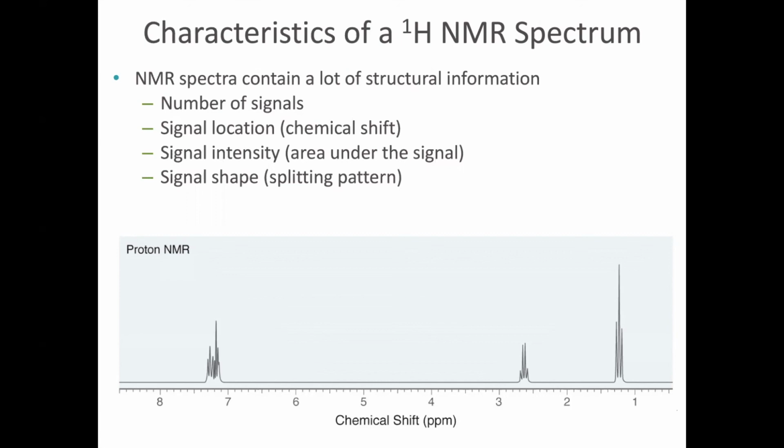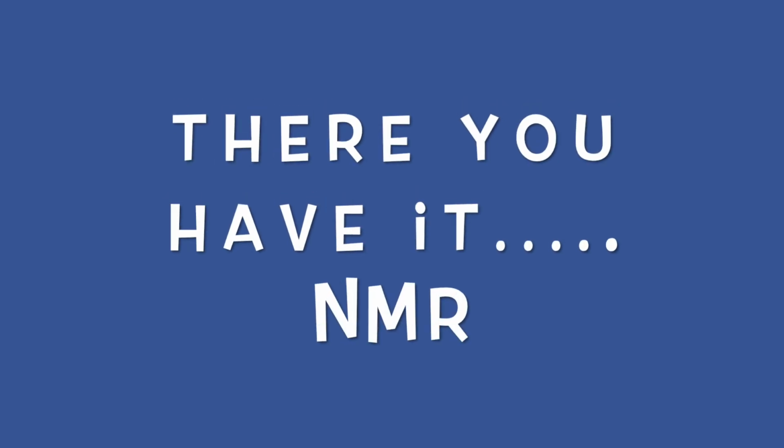And the final is the signal shape. The signal near 1 has a 3-peak signal, and the signal between 2 and 3 has a 4-peak signal. And so that also tells us much about the way the molecule is put together and the framework of this molecule. There will be a separate video about each of these four topics, and you can delve deeper in all cases. Good luck!